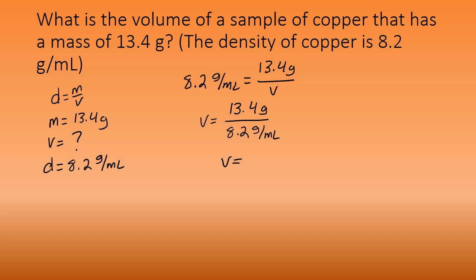And so punching 13.4 divided by 8.2 in our calculator, we see that the volume should be 1.63. And our units for volume in our density units is milliliters, so 1.63 milliliters would be the volume of our copper sample.